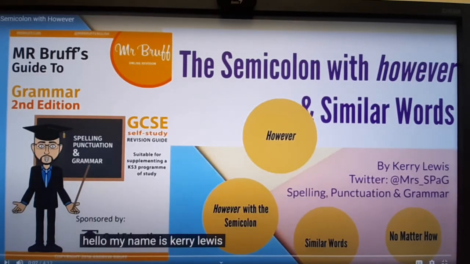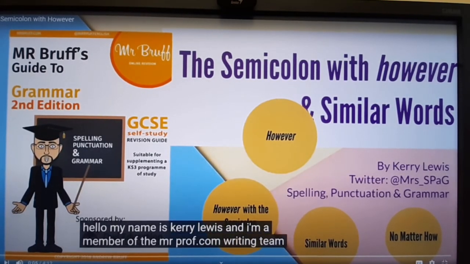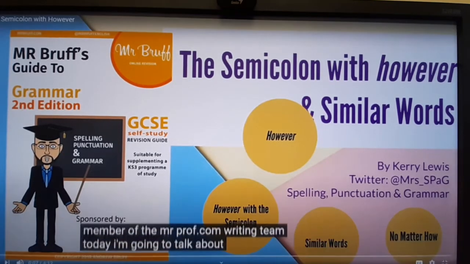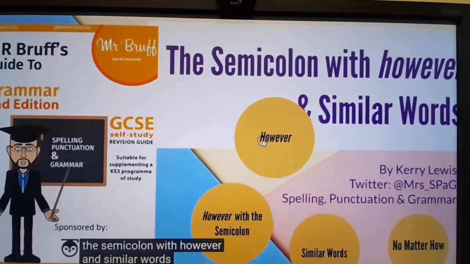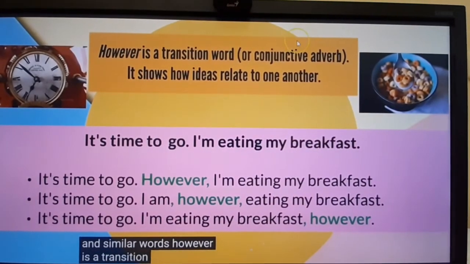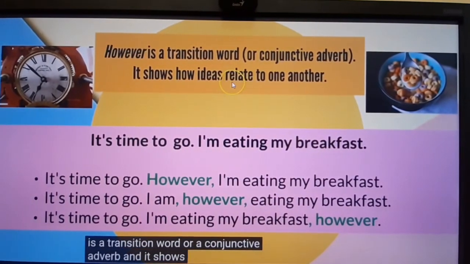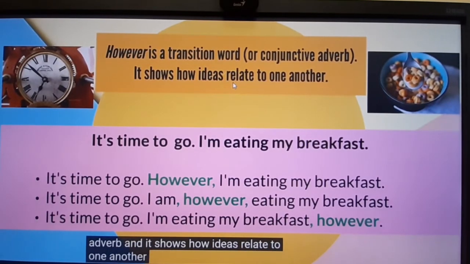Hello, my name's Kerry Lewis and I'm a member of the MrProf.com writing team. Today I'm going to talk about how to use the semicolon with however and similar words. However is a transition word or a conjunctive adverb and it shows how ideas relate to one another.